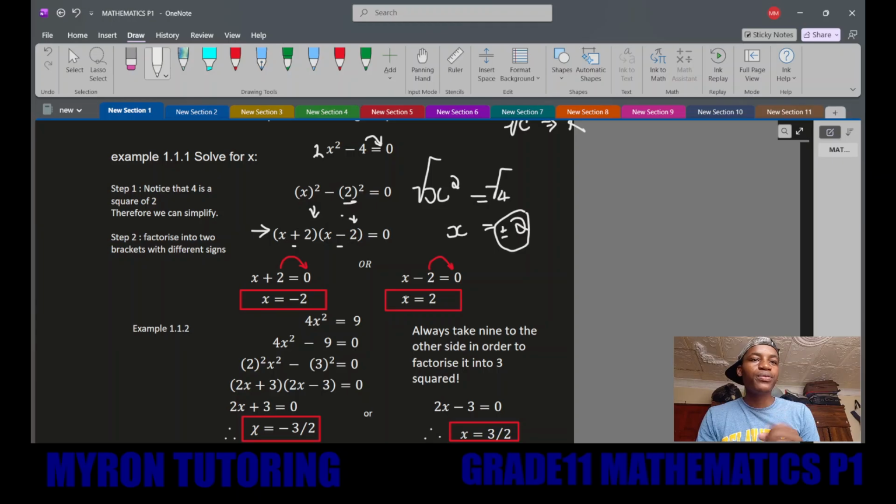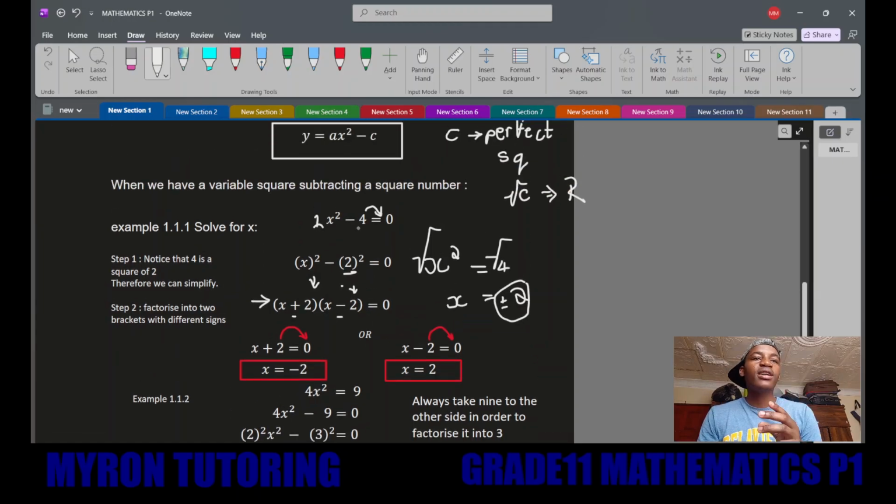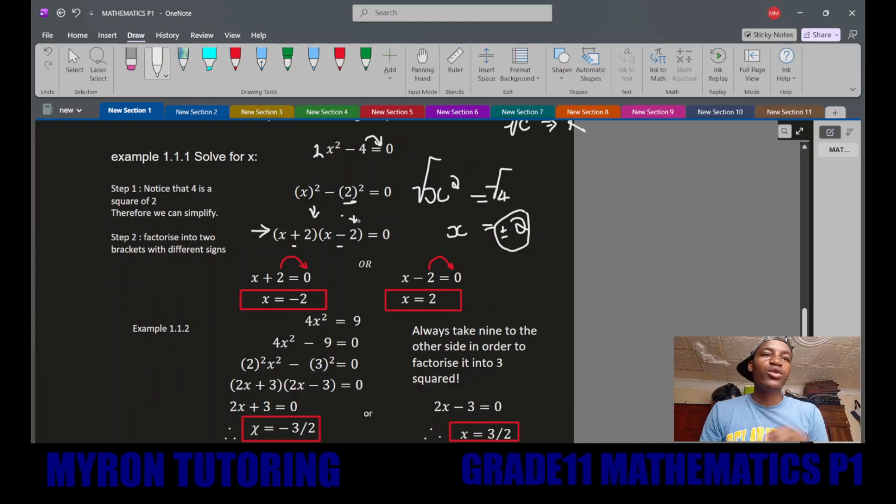You might ask yourself, why then don't we take 4 to the other side? The problem with that is that when we use a square root, we might forget that the answer is plus or minus. So x equals plus or minus 2 was going to be our answer, but we often forget that and lose marks and say x equals 2. That is the reason why you need to factorize into x plus 2, x minus 2.